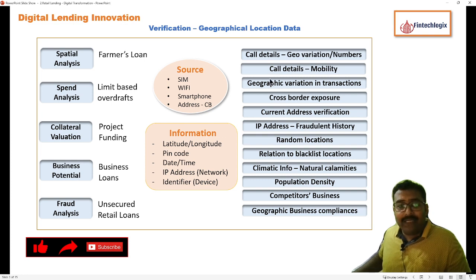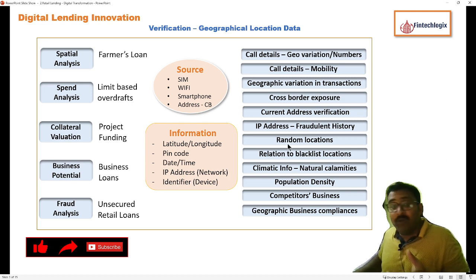Then there are call details, to check mobility details, and the geographic variation of transactions, where the customer has done transactions in the last 30, 60, 90 days. Whether there is any cross-border exposure. Current address verification, that is, where the current address is, the PIN code that the customer has given versus where he is applying the loan from. And IP address, for any fraudulent history.